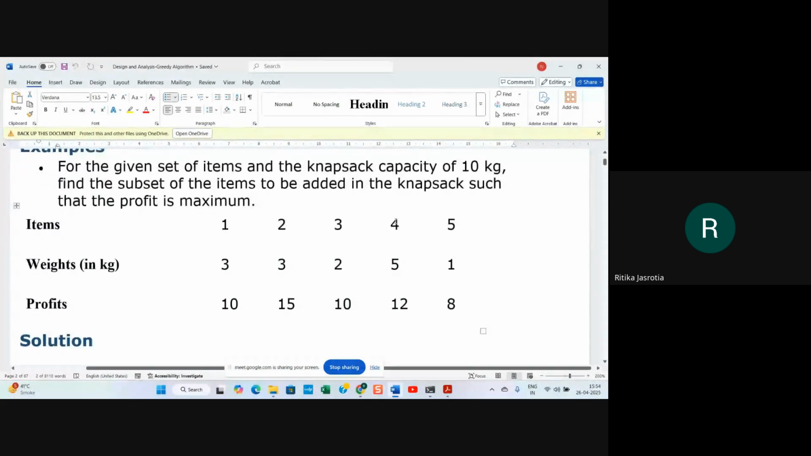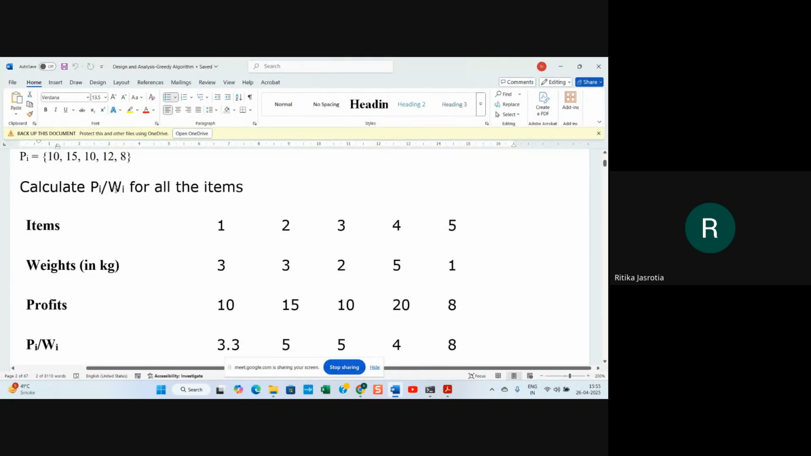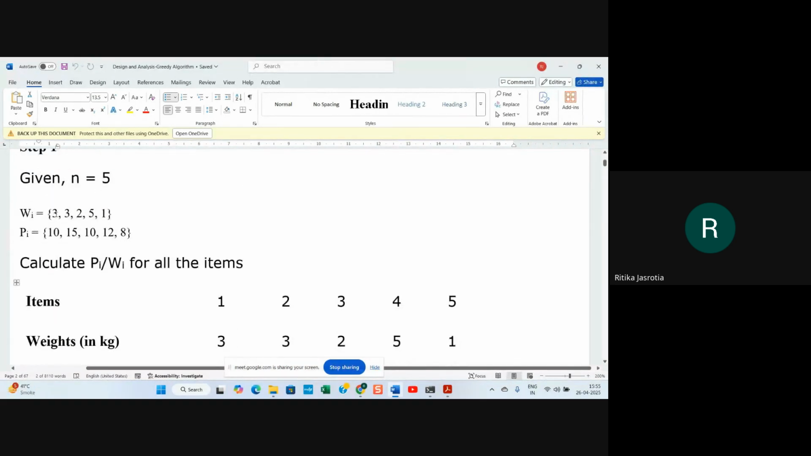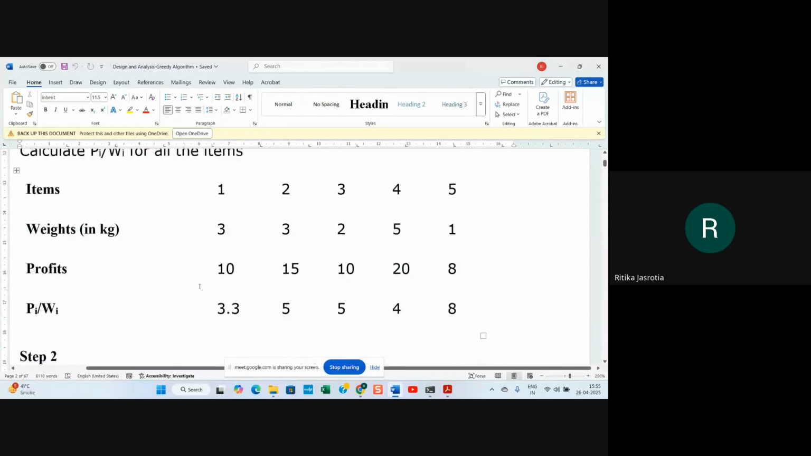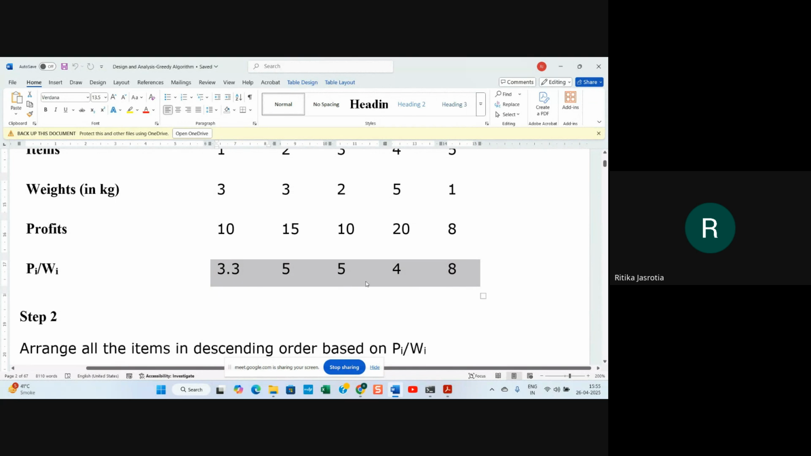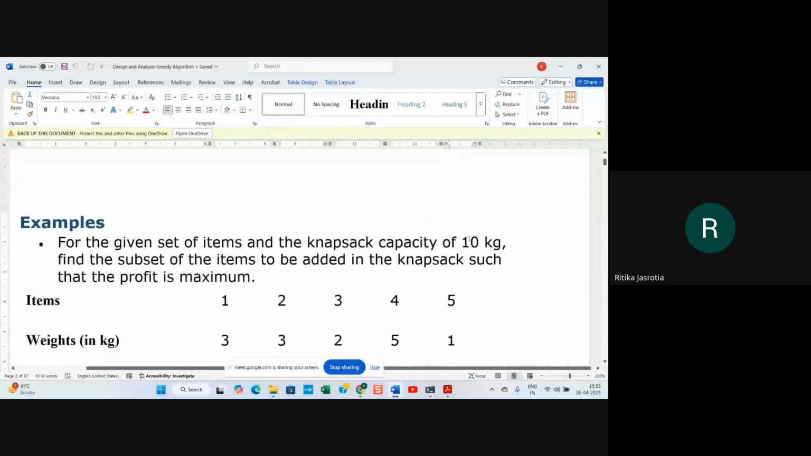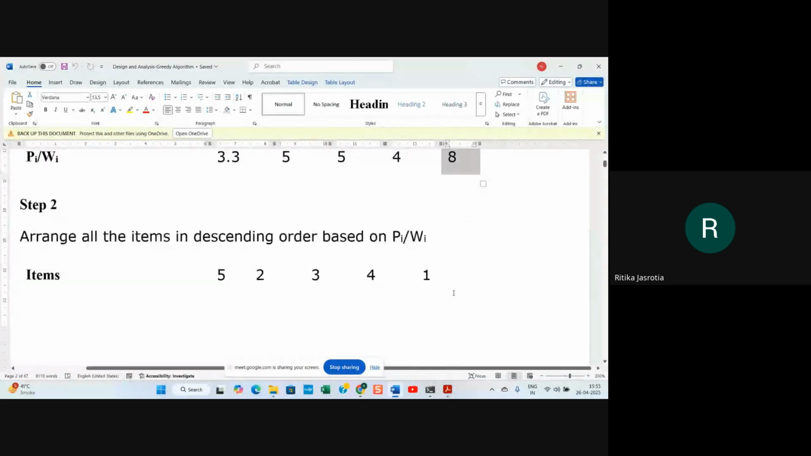For example, here they are giving you a knapsack of 10 kg. We have already seen the calculation. There are 5 items, and the weights and profits of the items are given. We calculate Pi divided by Wi, so the profit divided by the weight. The profit divided by the weights are these. Which is the highest? This one, 8, is the highest, and the total capacity of the knapsack is 10 kg.